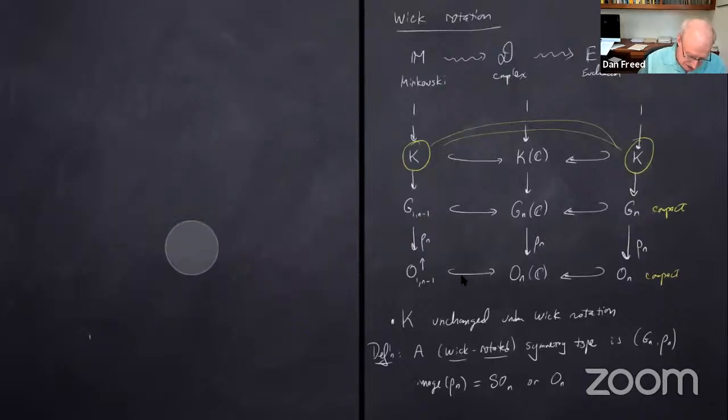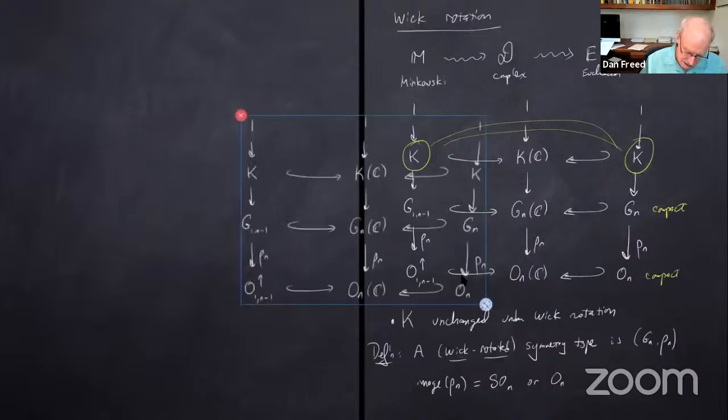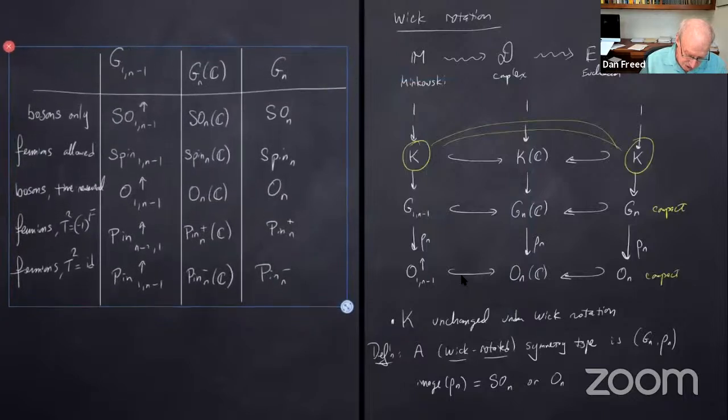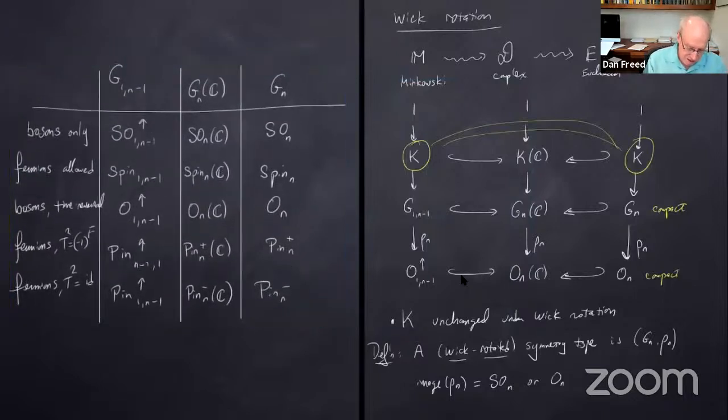So just to be sure, let me say what this looks like for the groups that we were talking about earlier. You can see very quickly what we get by Wick rotating. It's no surprise that this rotates to SO_N, this rotates to O_N, this rotates to the compact spin group. And then these two pin groups, they Wick rotate to the two compact pin groups, which are two component Lie groups that double cover the orthogonal group, and the correspondence between the various possibilities and the plus and minus are what's in this table. Okay.